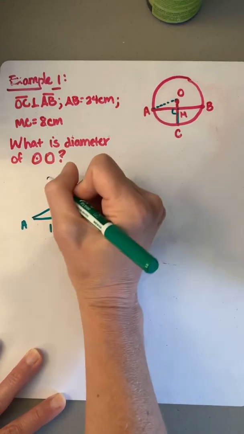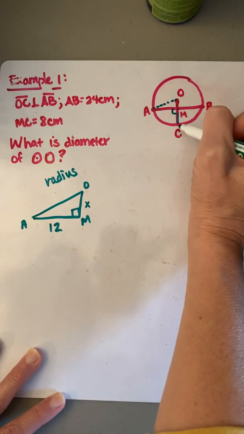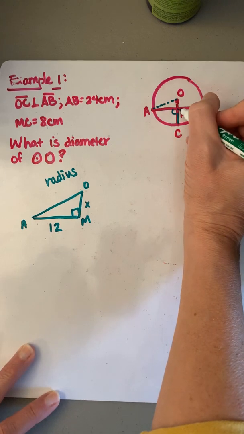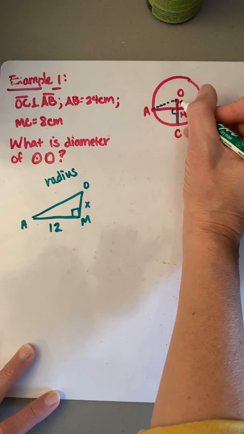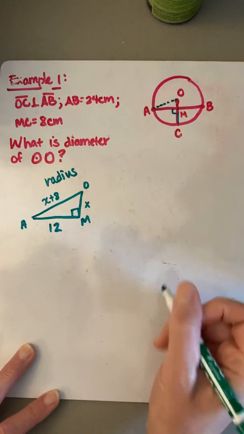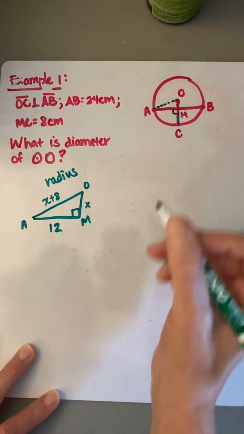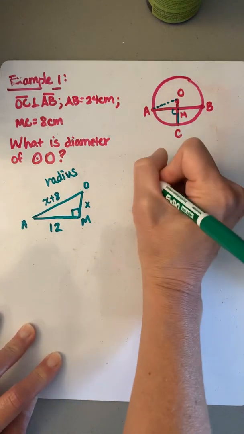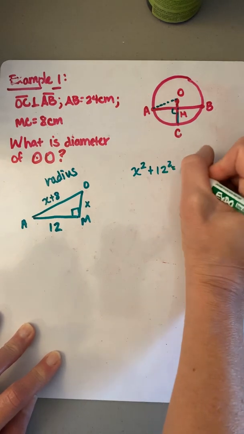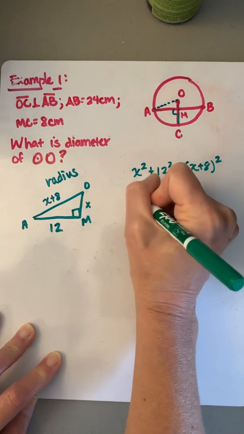And then AO, this is also a radius of the circle, just like OC. So that means that it has to be whatever this part right here is, OM plus 8. So this must be x plus 8. So we're taking these two sections here, and that would be the same distance there. Now, once I have all this, I can just use Pythagorean theorem. So I can do my legs, x squared plus 12 squared equals, and now make sure this part goes in parentheses, x plus 8 squared.